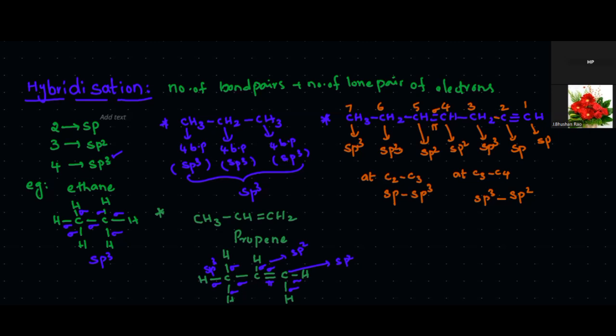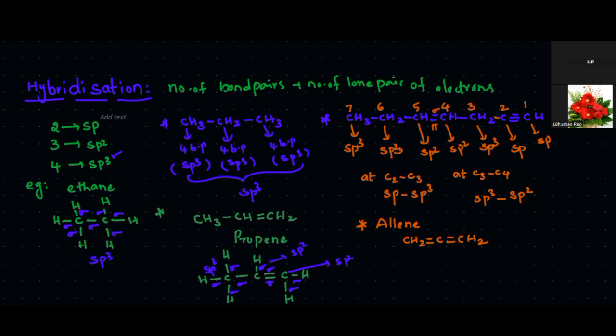Next, hybridization present in given saturated and unsaturated molecules. Another important example here is the allene molecule. The allene molecule majorly exists like this: CH2 double bond C double bond CH2. This is the allene molecule. For this kind of allene molecule, how to write the hybrid carbon atoms? That is also important.